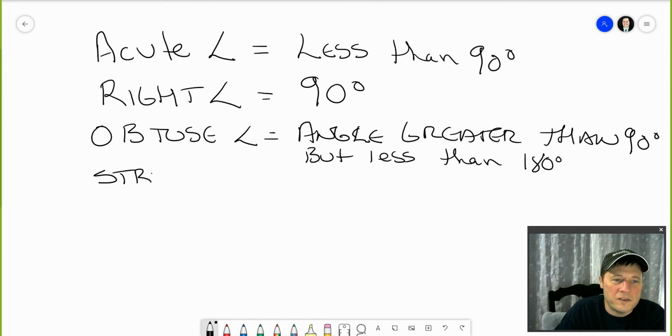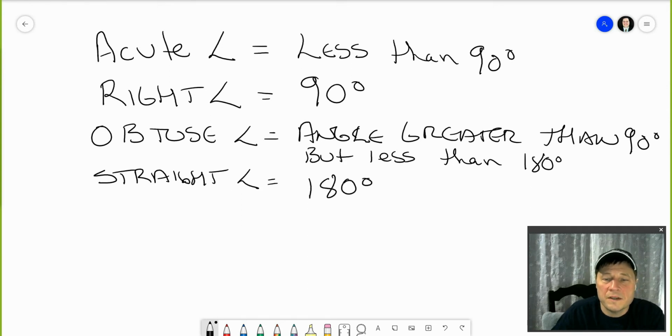Then I think we've mentioned this one before. A straight angle is 180 degrees. Very important in geometry. A lot of the questions that you come across that are hard to solve are going to be solvable if you can remember that a straight line is an angle. So just a little bit of foreshadowing for you here.